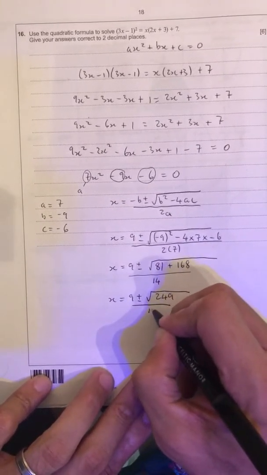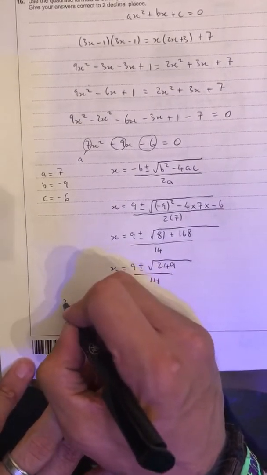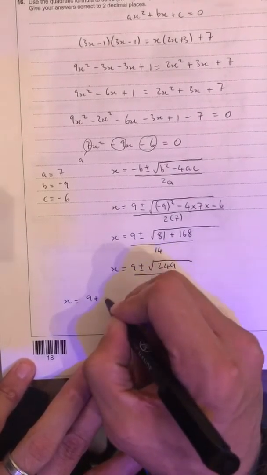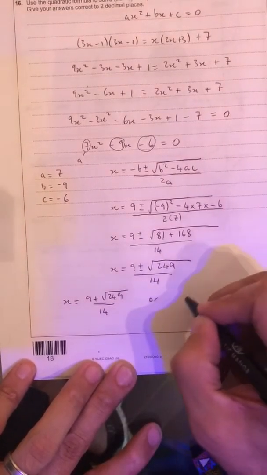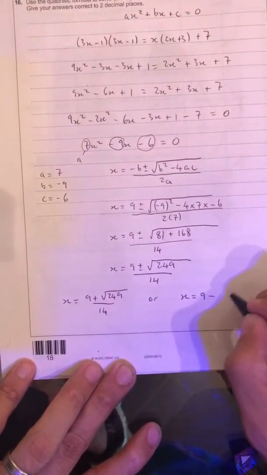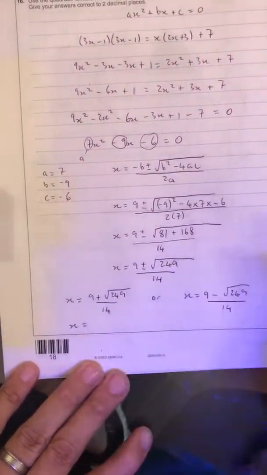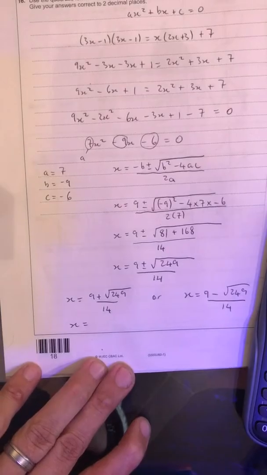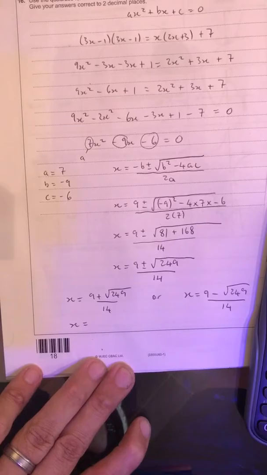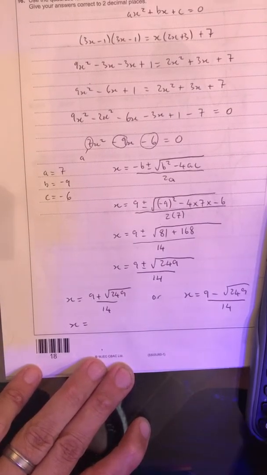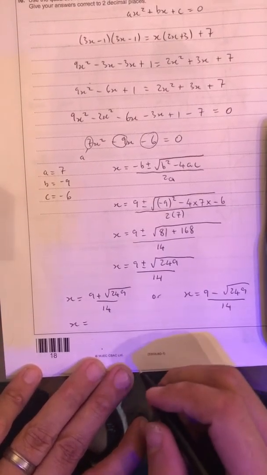249, all over 14. Well, at this point I would split it up now because we've got the plus and the minus, so we want one with a plus, one with a minus. So we've got x equals 9 plus the square root of 249 all over 14, or we've got x equals 9 minus the square root of 249 all over 14, and then we can put that into my calculator. So if we're working this out, we would do 9 plus the square root of 249. I would then press equals, and then divide by 14, because your calculator follows the rules of BIDMAS and will give you the wrong answer if you try to do it all in one go.